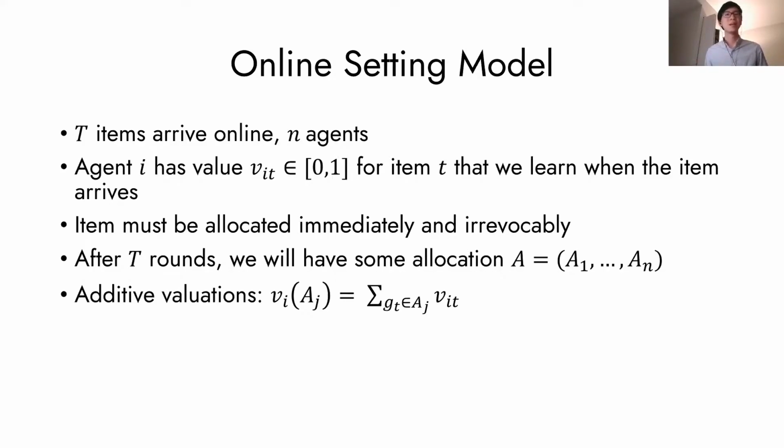Also, we assume in this paper that agents have additive valuations. What this means is that each agent's value for a bundle of items is just the sum of their value for each item in the bundle. So what makes a good allocation? In this paper, we care about both fairness and efficiency.